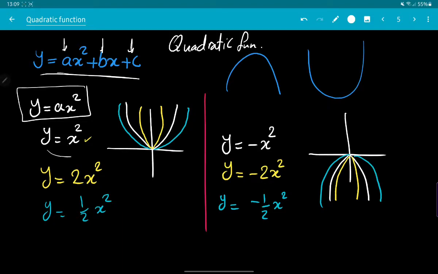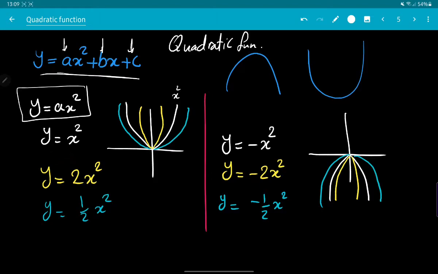The parent function is y equals x². When we graph this, it would be the white graph here. So this is x². When we change the value of a to be bigger, the graph will be shrunk or narrower than the parent function. So when a goes higher, the graph will shrink. The opposite, if it goes less than 1, the graph will stretch.